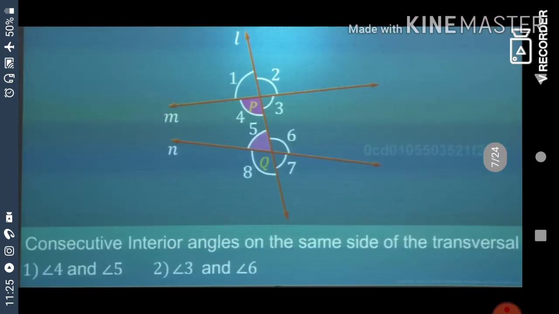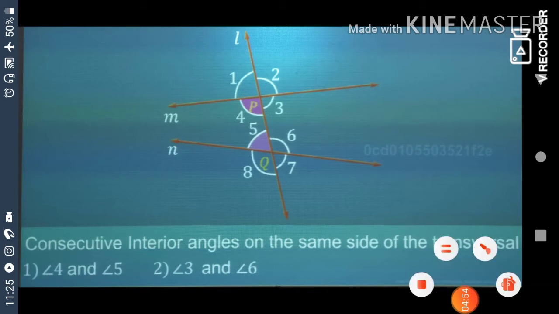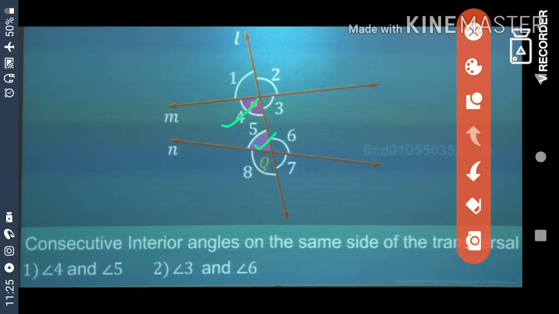Now we're talking about consecutive interior angles on the same side of the transversal. As you can see, this one, P and Q, which is made on the left side of the transversal L. So angle 4 and angle 5 are what? Consecutive interior angles. Just look here, this 4 purple and this 5 also. They are made on the same side of the transversal and both are interior. The main thing is that both are interior.